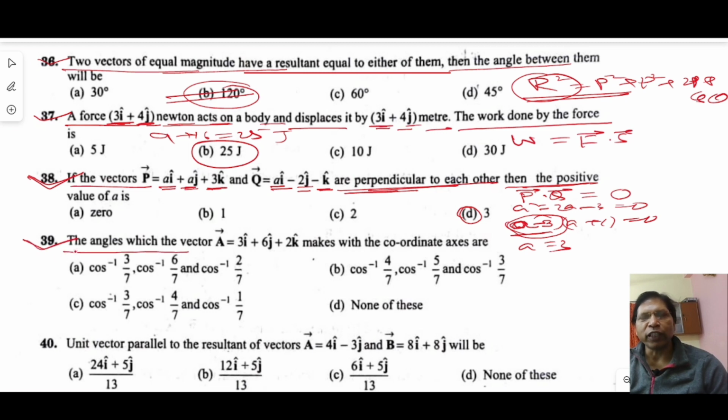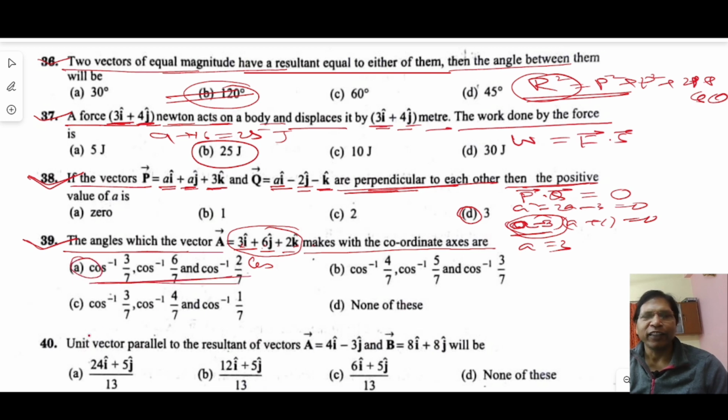If the angles which the vector 3 i cap, 6 j cap, 2k cap makes with the coordinate axes are. Look at this, the direction cosines of the vector. This is cos alpha. Cos alpha equals 3 by root under 3 square plus 6 square plus 2 square. Now 3 square means 9, 36, 9 plus 36 means 45 plus 4 is 49, root is 7. So 3 by 7, 6 by 7, 2 by 7 are the direction cosines.